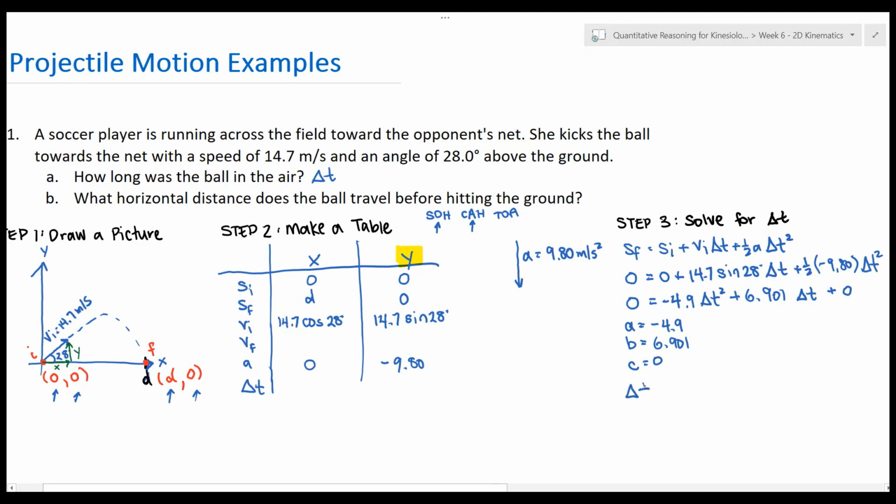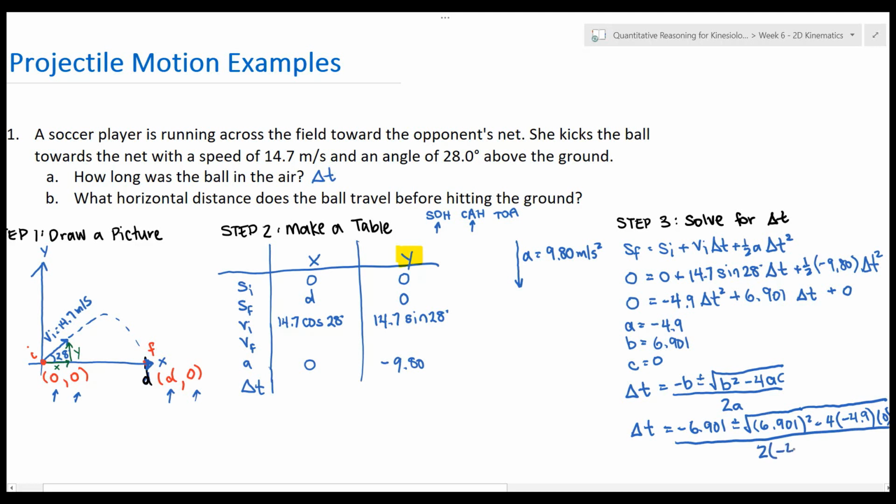The quadratic formula is delta t, because that's the variable we're looking for, equals negative b plus or minus the square root of b squared minus 4ac all over 2a. Now we can substitute everything that we know. Delta t is equal to negative b, so b was 6.901, so negative b is negative 6.901, plus or minus the square root of b squared, so 6.901 squared minus 4, a is negative 4.9, and c is 0. It all goes under the square root, all over 2 times a, which is negative 4.9.